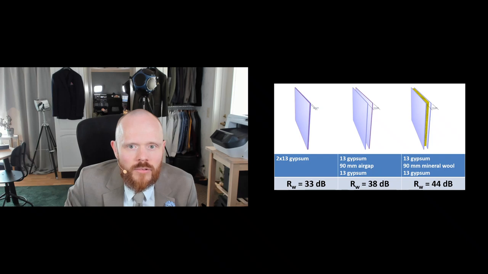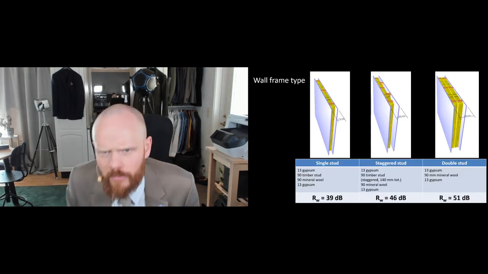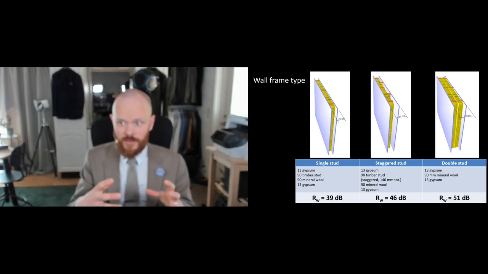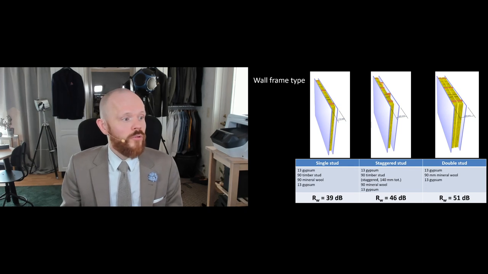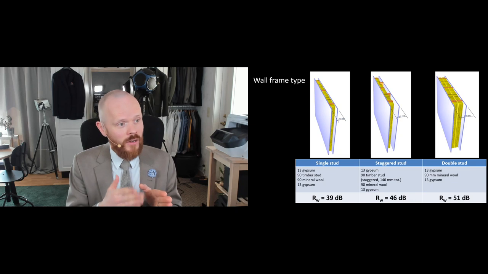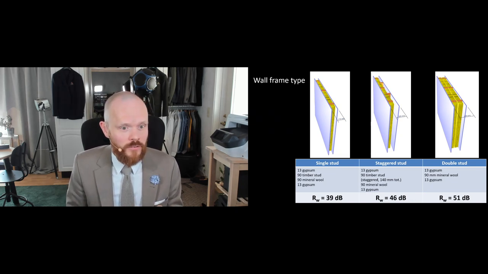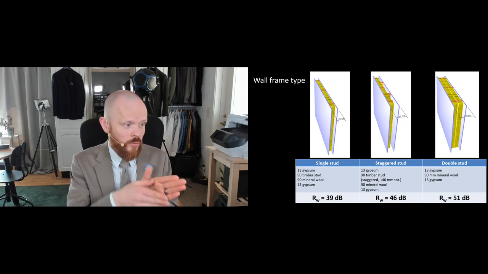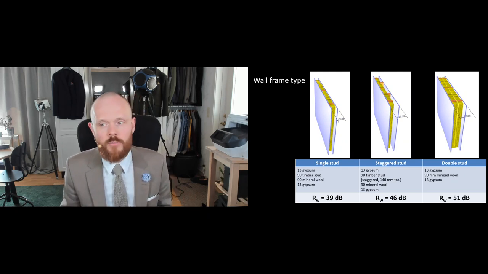Let's see, what else do we have? Of course, you can't have two plates that are floating in cyberspace. That does not work. You need some kind of wall frame to mount them to. And here are some typical ones. The first one is a single stud. It's a rigid connection, timber stud, 90 millimeter with mineral wool and gypsum on each side. And you get 39 dB sound insulation.